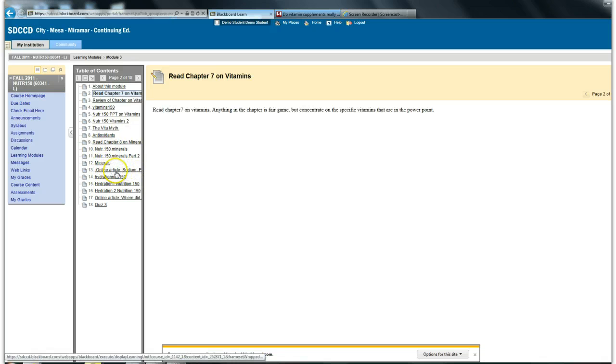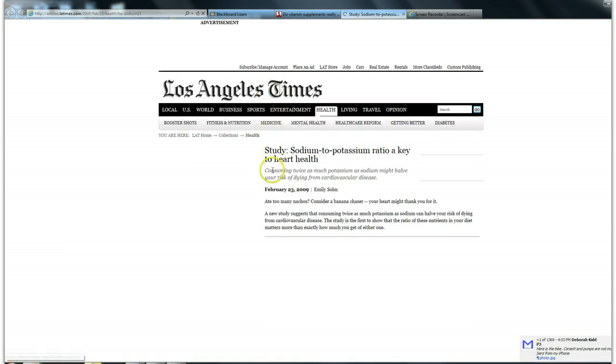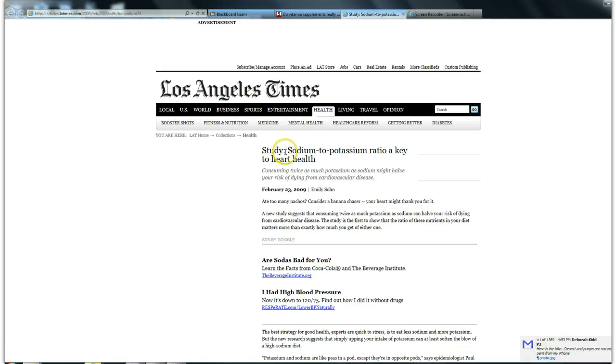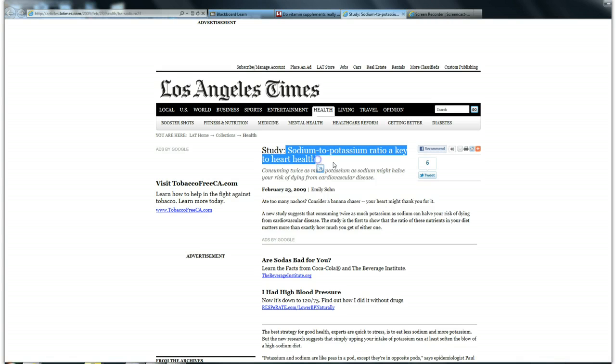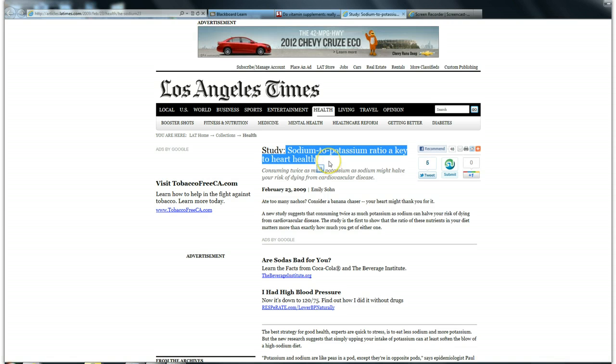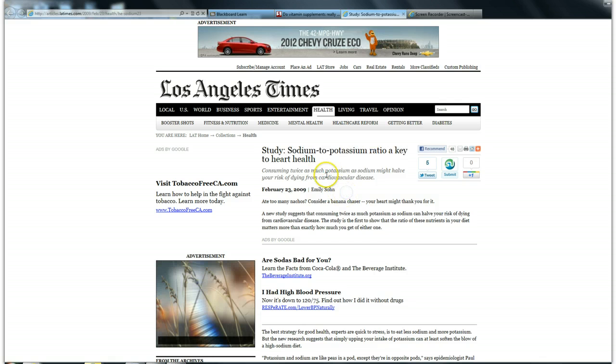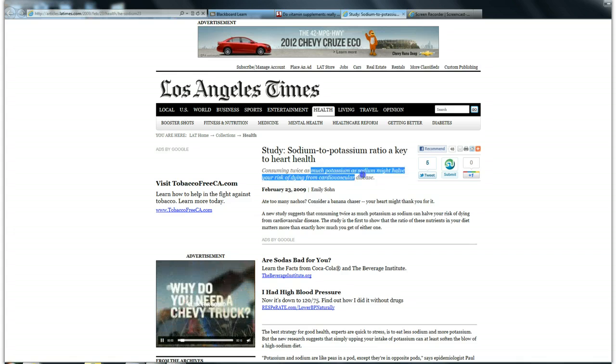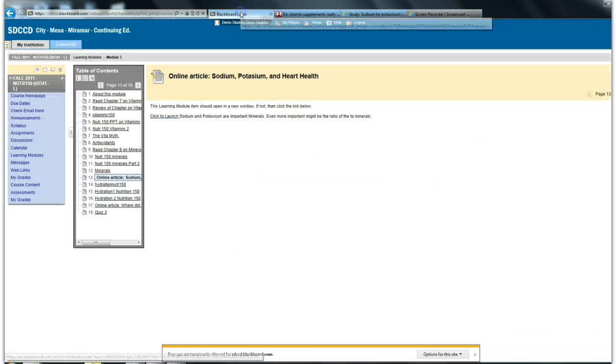For minerals, there's also this online article about sodium and potassium. So I'd like you to read this. It's an article about how the sodium-potassium ratio may be the key more than actual sodium level itself, right? So potassium may be just as important as sodium. Read that and understand it. There will be at least one question on the test. Okay?